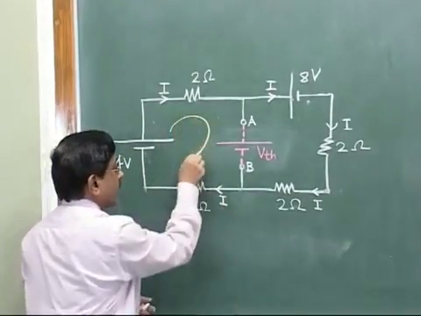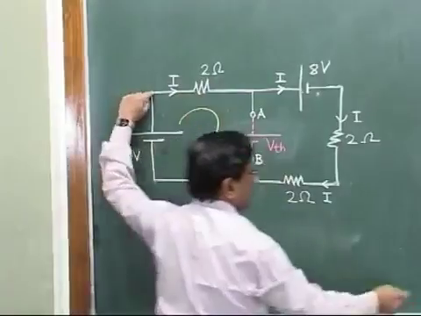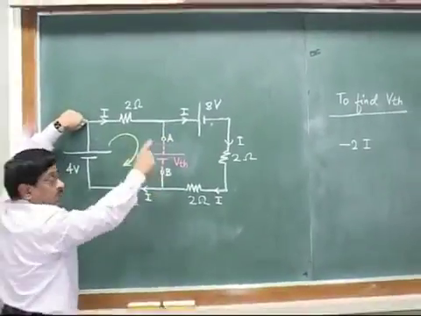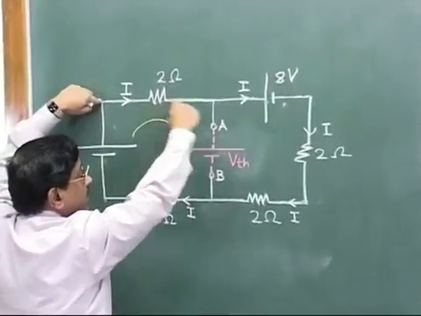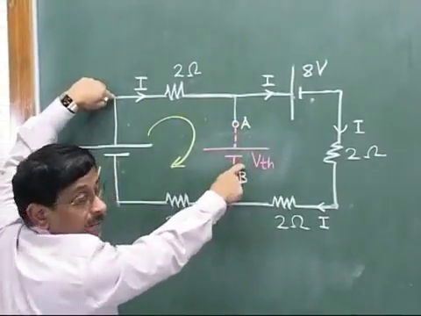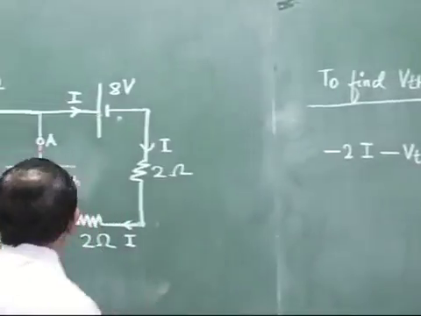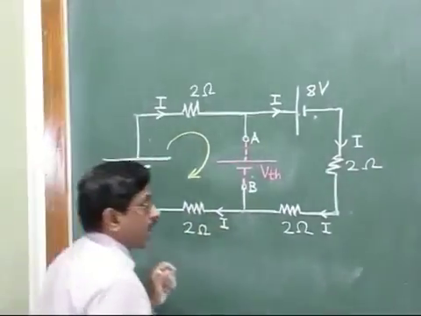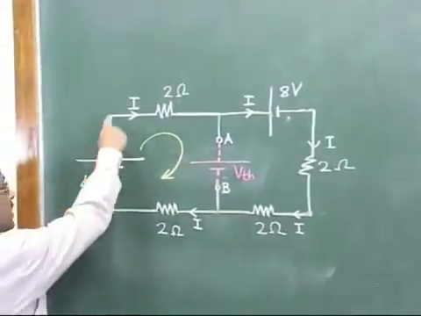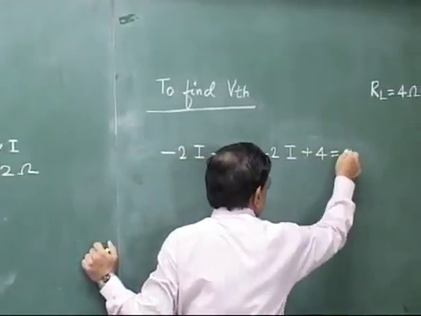Suppose we consider this left loop. And then write the loop equation. Again we start from this point, minus 2I. Then next. Now this is your loop, remember, because you have shown the voltage source across A and B. Okay. Now you reach to this point. Now you are moving opposite, means positive to negative, you will be jumping. So it will be minus VTH. Next, you have reached to this point. Now you have to go left. Again minus 2I. And from this point to the starting point, plus 4. So plus 4. This all must be equal to 0.